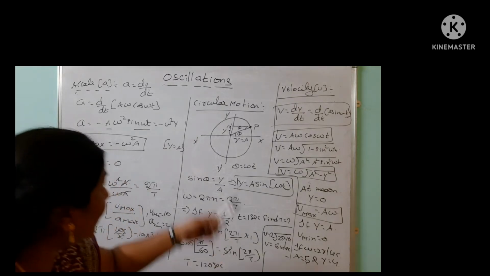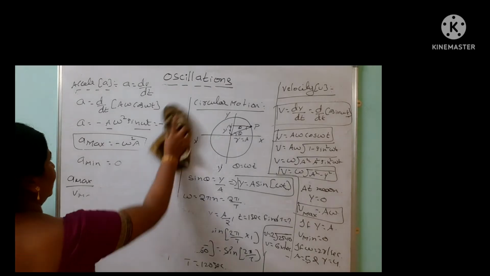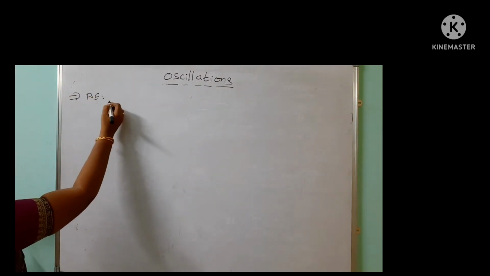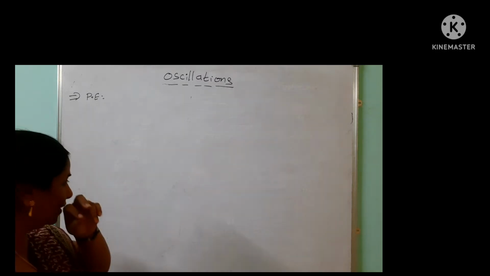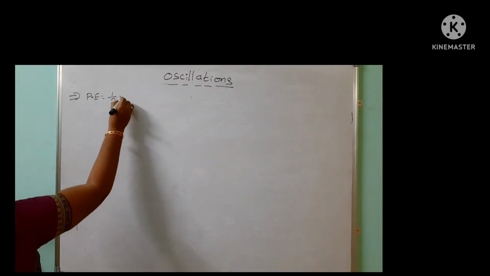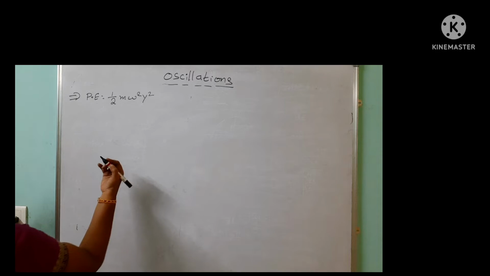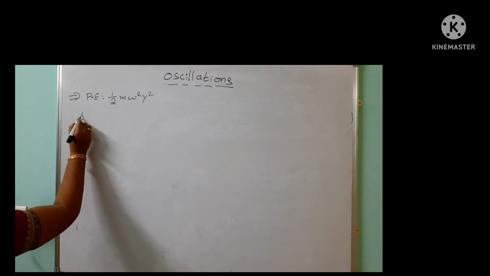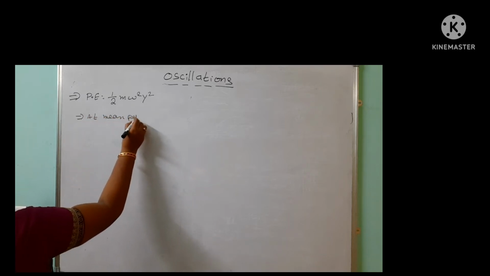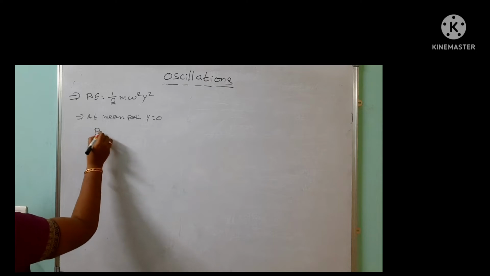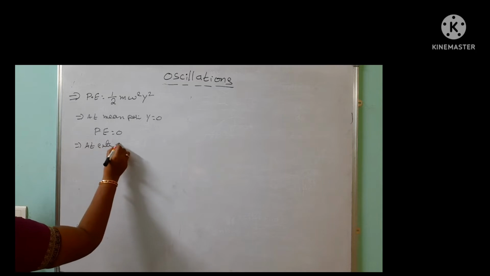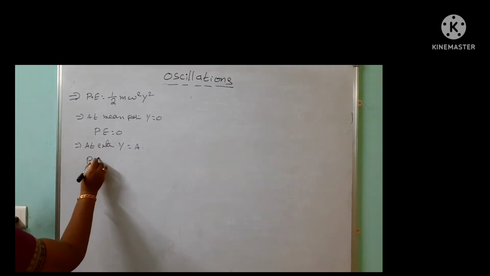Suppose one more application. Now I think you got clarity on velocity and acceleration in simple harmonic motion. See, generally what is the potential energy formula? You know mgh in the case of kinematics, but in simple harmonic motion we get half m omega square y square, that is, half m omega square a square. See, here also at the mean position y equals 0, which means potential energy equals 0. Like that, at the extreme position y equals a, so potential energy is how much?